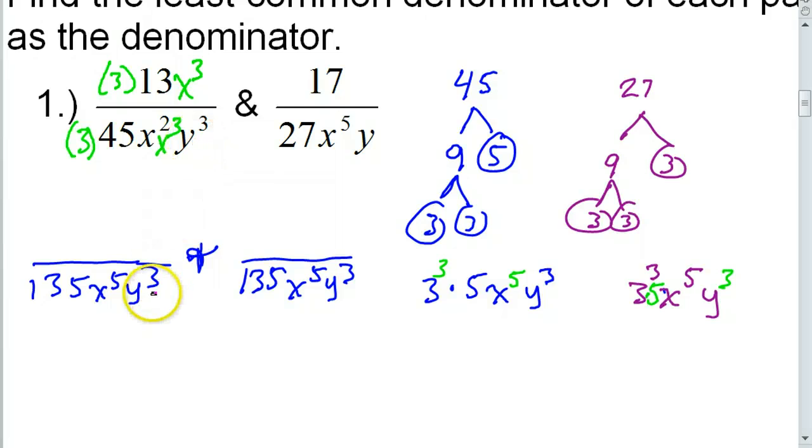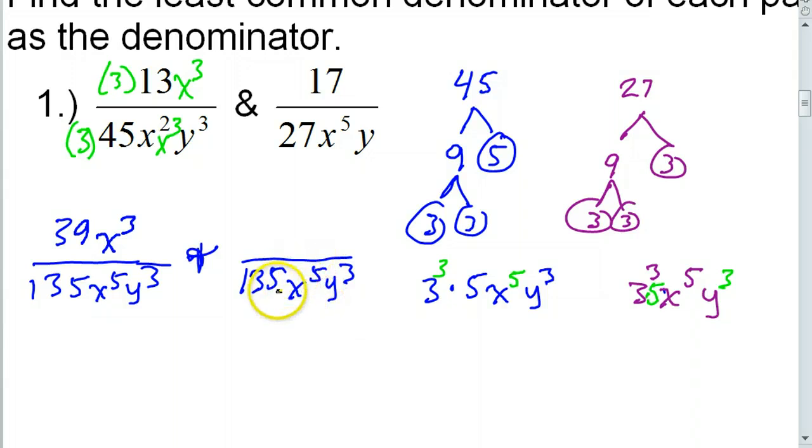Okay? Y to the 3rd power, that didn't change. So that's what we have on the left. So that means in the numerator, what's 3 times 13? 39. Okay? So in the numerator, I'm going to have 39x to the 3rd power. Now that side's ready to go.